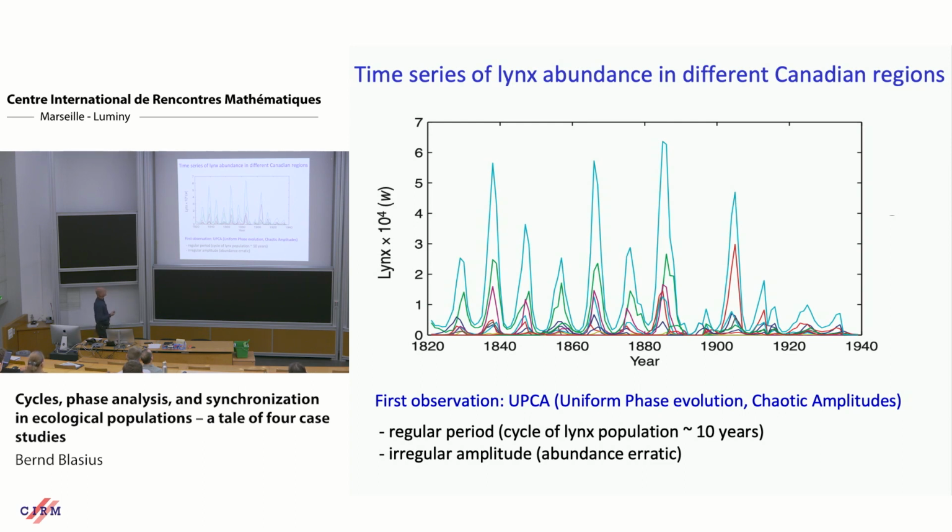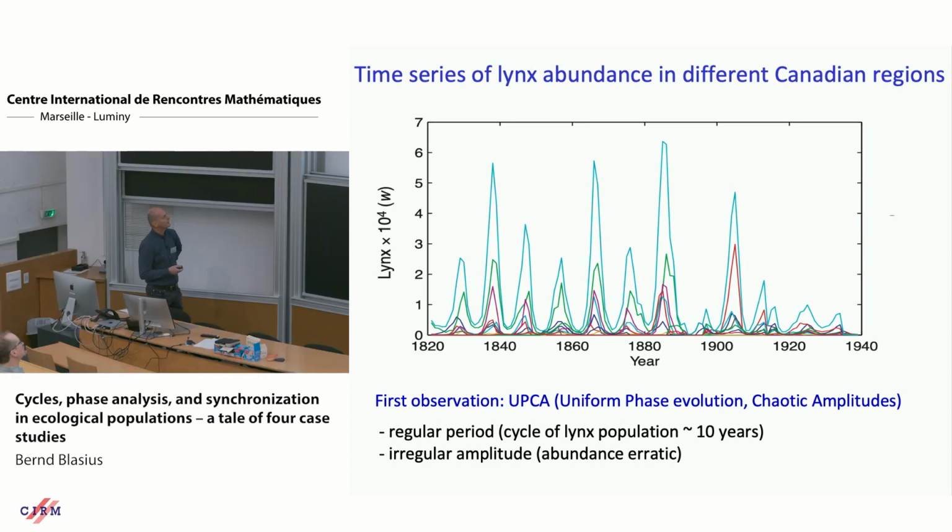Okay, and the first observation you can see here is that the cycle is extremely periodic in phase, and I will quantify this a little bit later. You always have the same period length, about 9 to 10 years, whereas the amplitudes are very erratic. They vary a lot. So if we have fluctuations in an ecological cycle, these fluctuations can differ in the amplitudes and in the phase evolution. The phase evolution here is very constant, whereas the amplitudes are irregular.